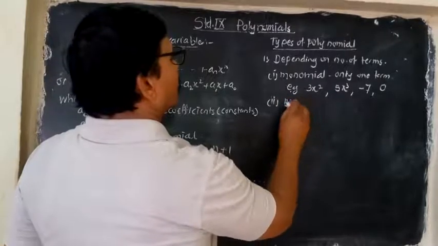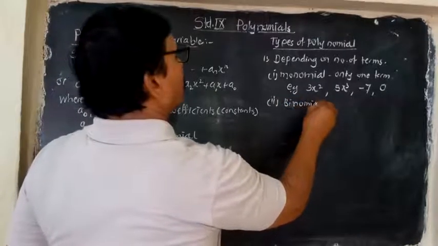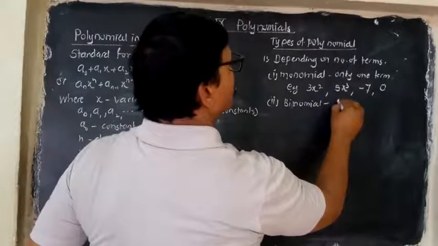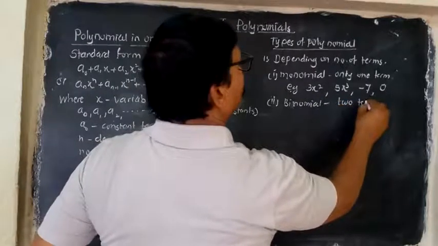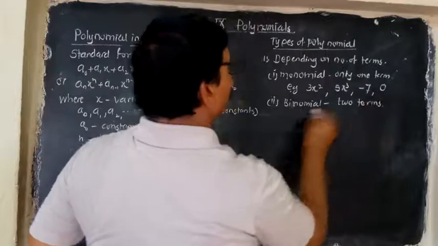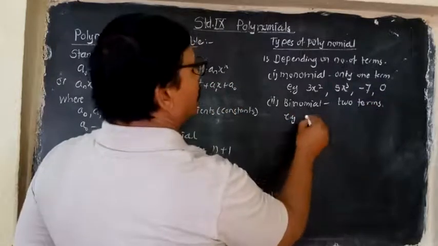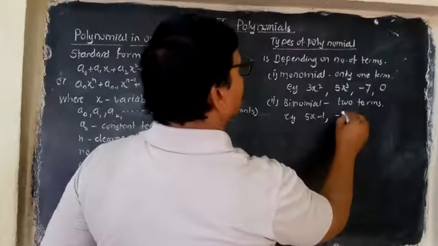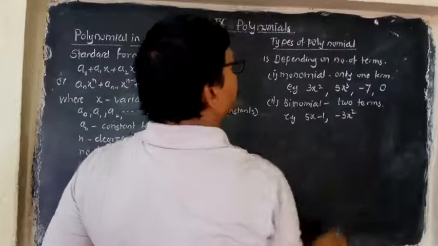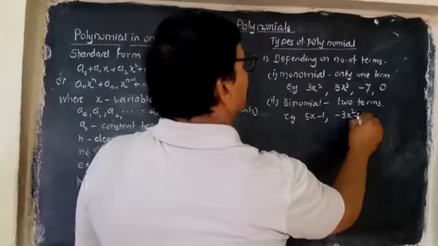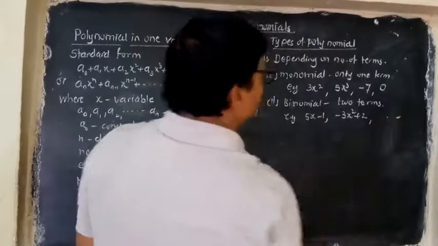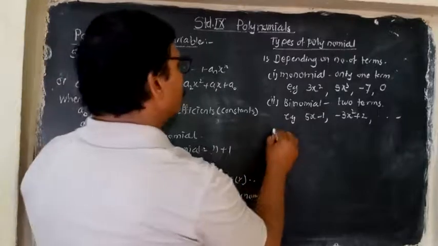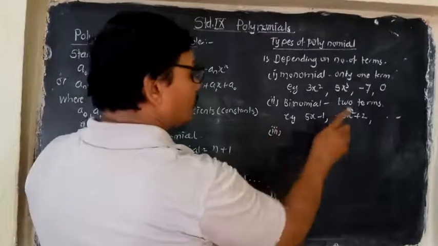Second, binomial. How many terms does it have? It has two terms, two terms at most. For example, 5x minus 1, minus 3x square plus 2 and so on. These are binomials. Binomials have only two terms, irrespective of the degree.